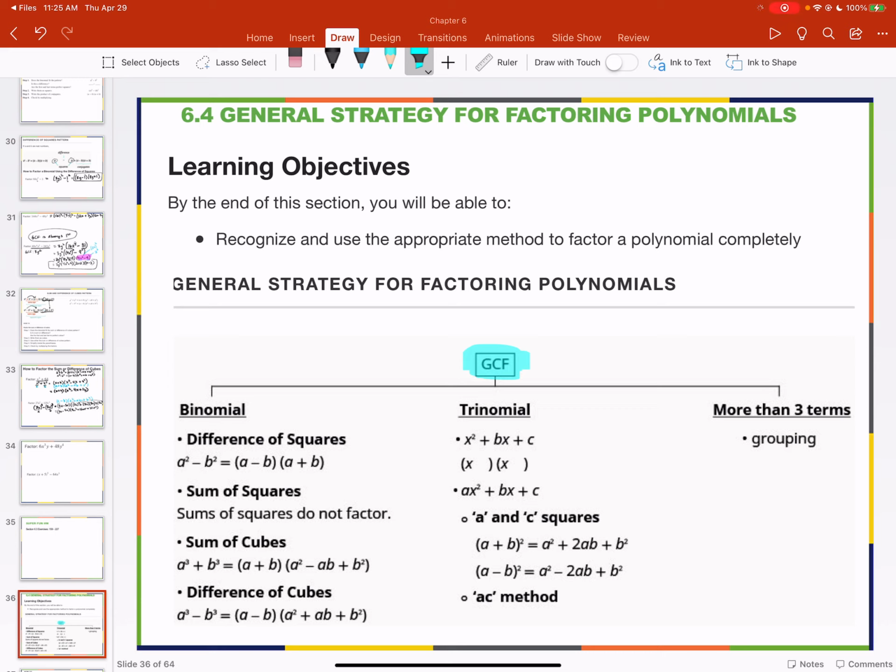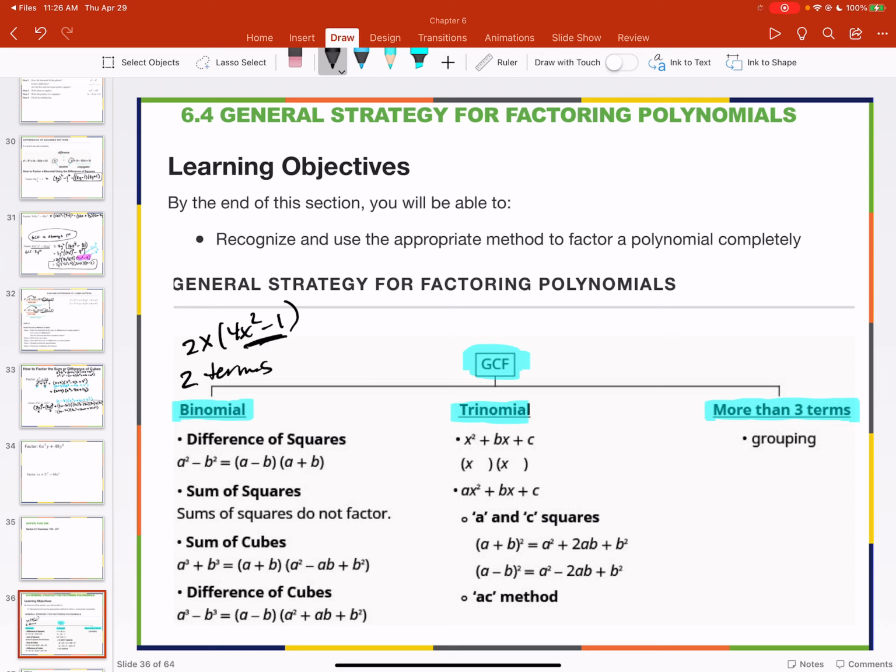After you factor out the greatest common factor, you ask yourself, is it a binomial, a trinomial, or does it have more than 3 terms? So you count the number of terms. If there's 2, it could be one of the following possibilities. Let's suppose that after you factored out your GCF, you realize there are 2 terms. Let's say you factored out a 2x, and then you have something like 4x squared minus 1. Inside you have 2 terms.